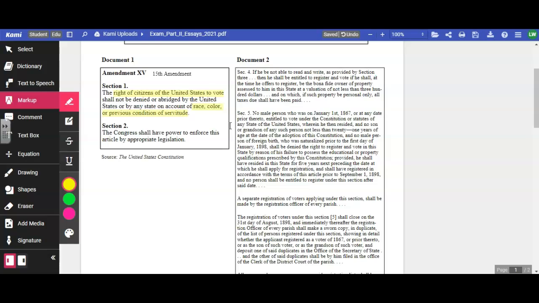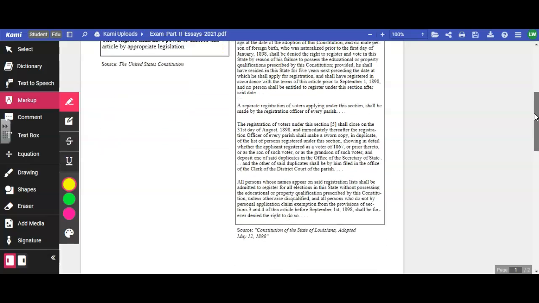So we have to think about, what's the historical context around the 15th Amendment being created? Why did we need to create it? What had just happened in terms of a large group of Americans that we then had to make some rules about who was allowed to vote? Okay. Document 2 is a little bit different. So I'm going to scroll down. I want to look at the source first.